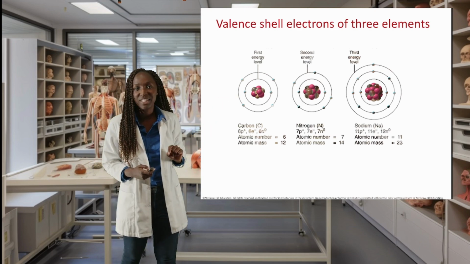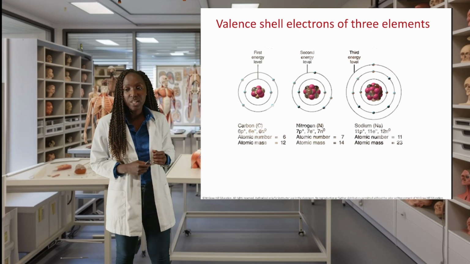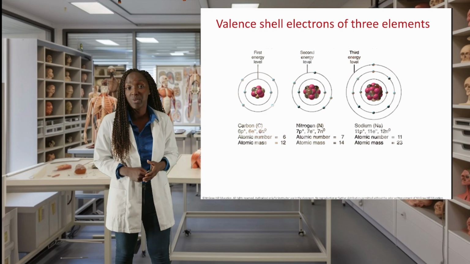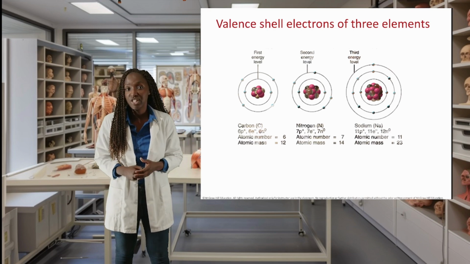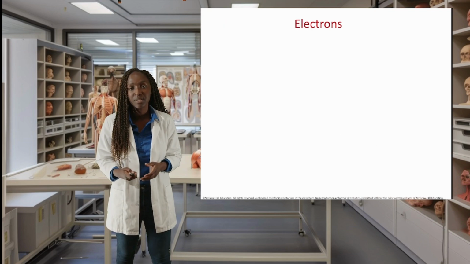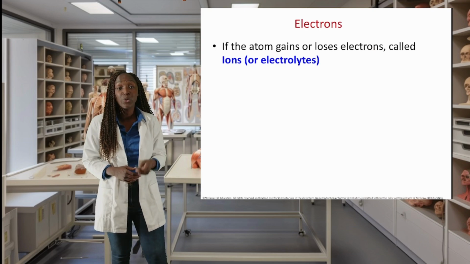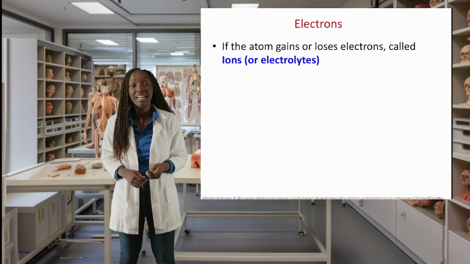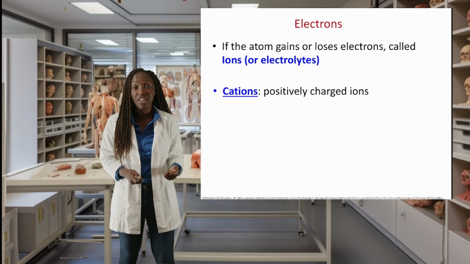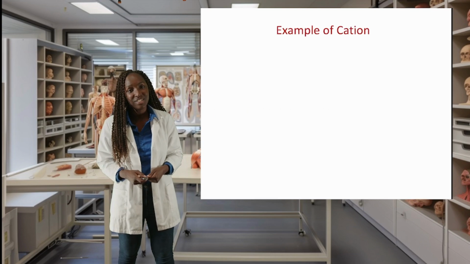8, as we said in the last slide. And so we can see that we can fill each of these. For example, with sodium, we filled the first ring with 2 electrons, the second ring with 8, and our third energy shell that can also hold up to 8 only has 1 electron in this case. So if an atom gains or loses an electron, then we call it an ion or electrolyte. And we can have positively charged ions called cations or negatively charged ions called anions.